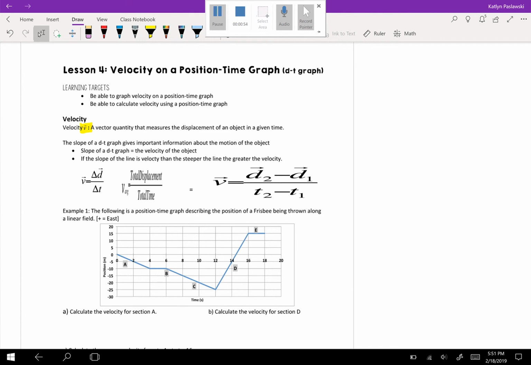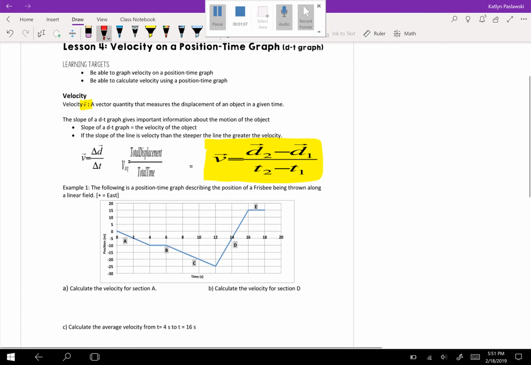So here we have the formulas for it, and I apologize that the formula has stretched quite a bit in your notebook from printing. You've seen this formula before. I'm just going to write it off to the side so you may be able to see it a little bit better. The velocity is the change in position, position 2 minus position 1, over the change in time, which we're going to solve for from time 2 minus time 1.